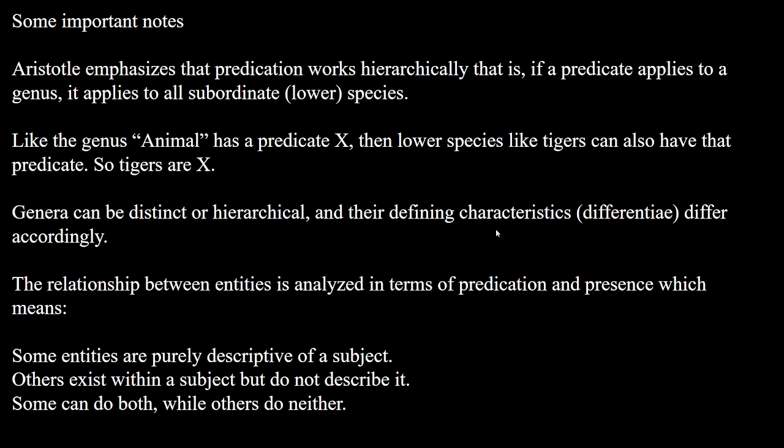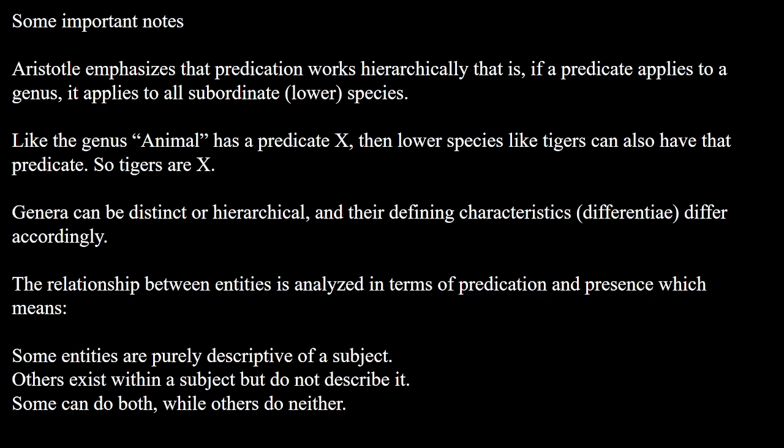And so here are some important notes to take away from this: Aristotle emphasizes that predication works hierarchically. That is, if a predicate applies to a genus, it applies to all subordinate species. For example, if the genus animal has a predicate X, then lower species like tigers can also have that predicate. So tigers are X. That's basically it. And genera can be distinct or hierarchical, and their defining characteristics differ accordingly.